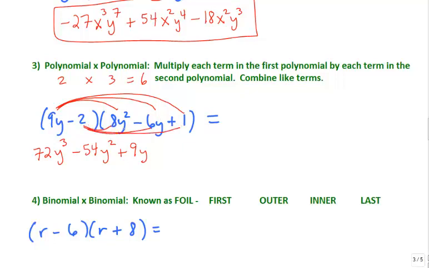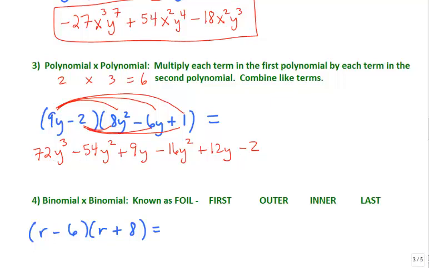So negative 2 times 8y squared is a negative 16y squared. Negative 2 times a negative 6y is a positive 12y. And negative 2 times positive 1 is negative 2. Now before I stop here, I want to make sure and see if I have any like terms. And in this case, I do.